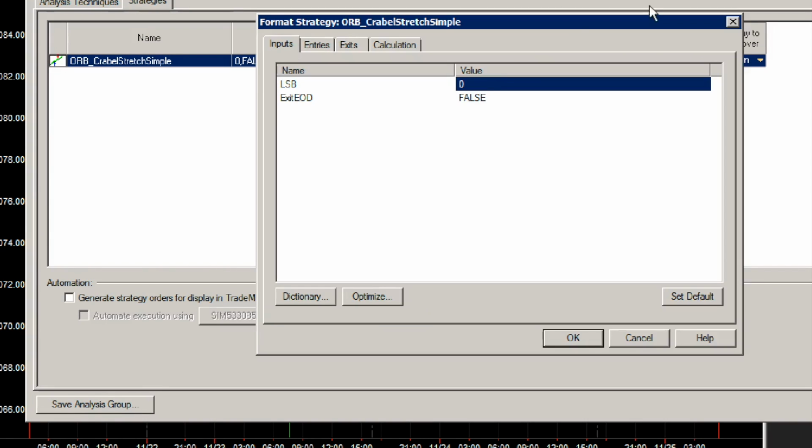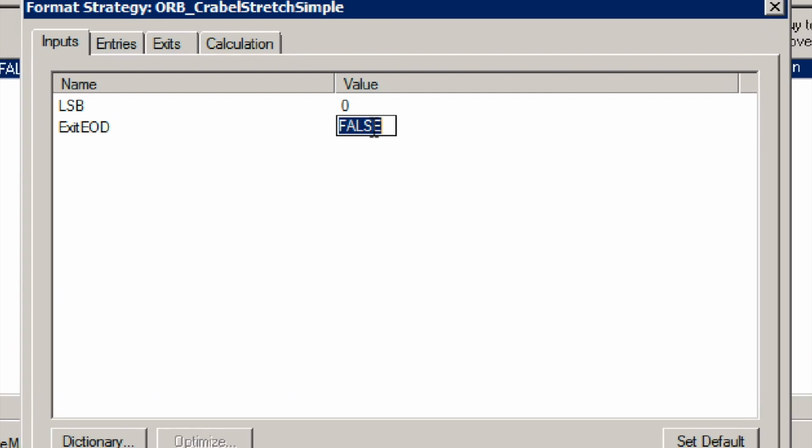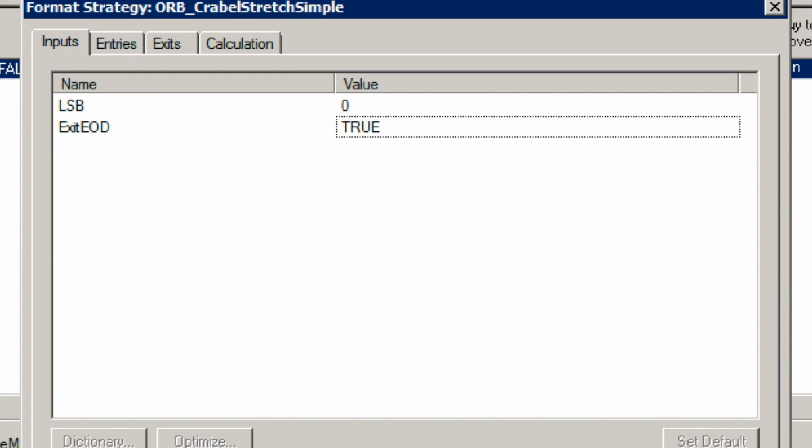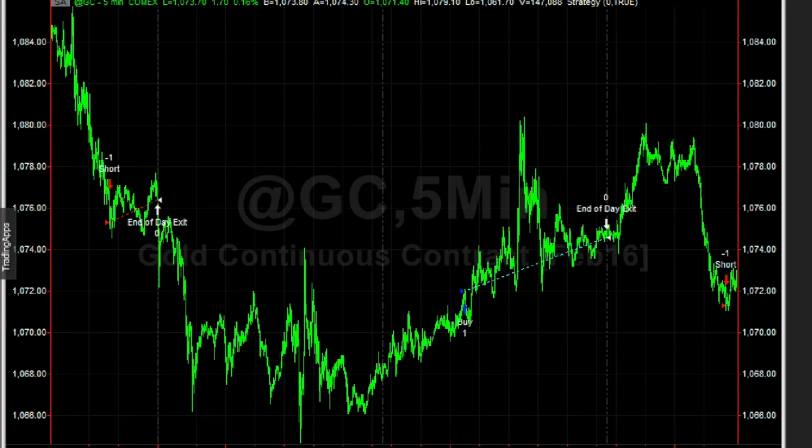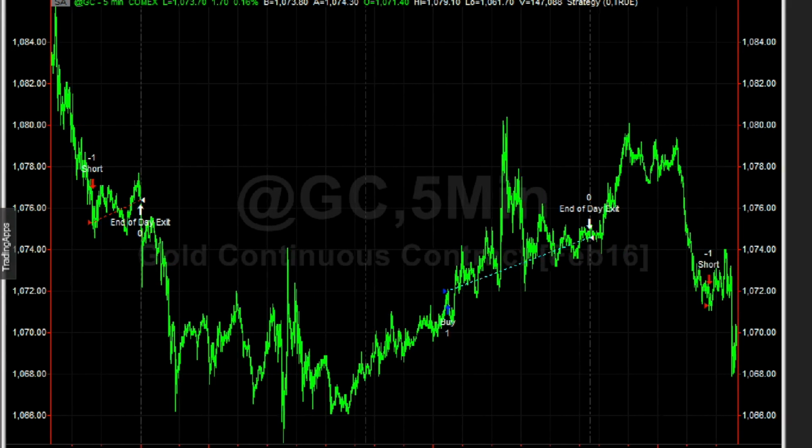Let's go back in here. Let's say we want to do this for an end of day. And here you can see that the close of the day is now taking place. So you effectively turn this into a day trading strategy where you're not going to be holding your trades throughout the overnight session.